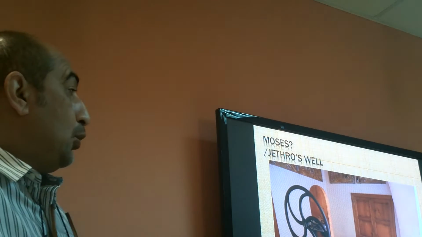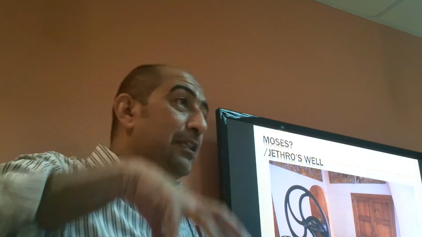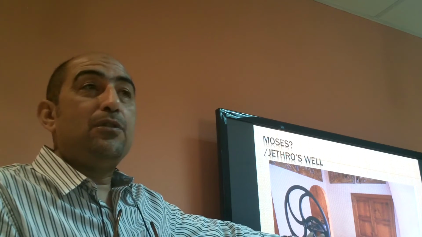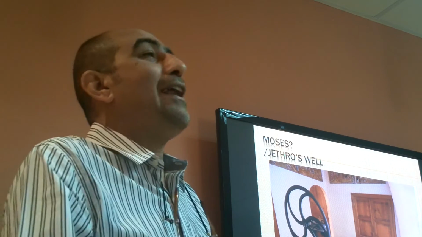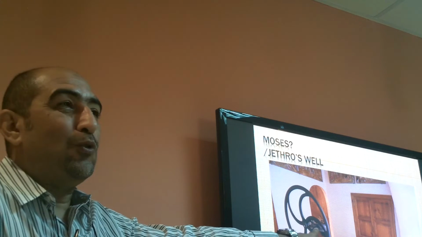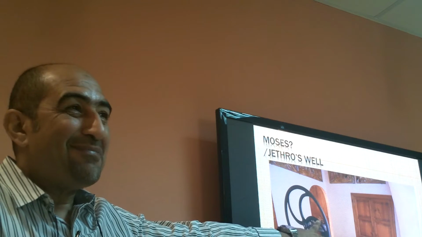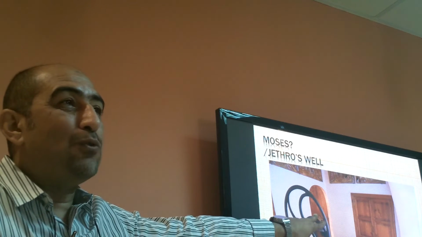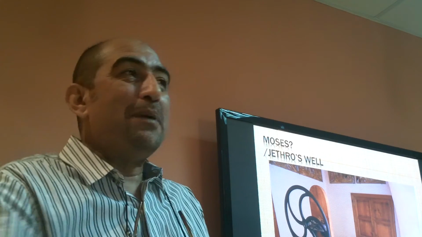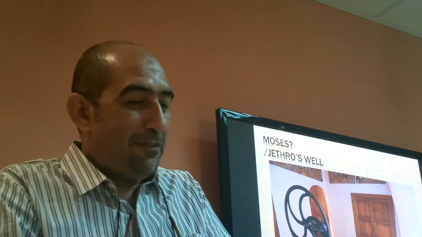Yeah. Okay. So, inside the monastery, there is a well. It is called Jethro's well. Jethro was the father-in-law of Moses. This is where he met two sisters, and he decided to get married to one of them, who would become Sapphira. She would become Moses' wife.